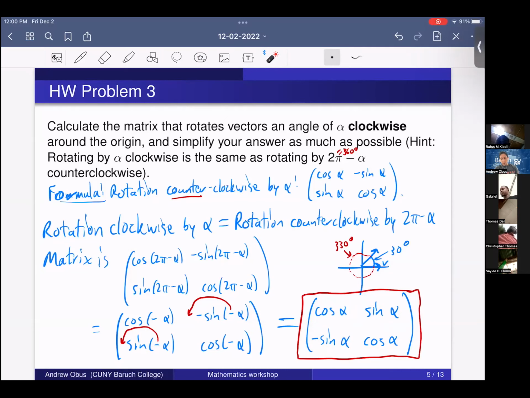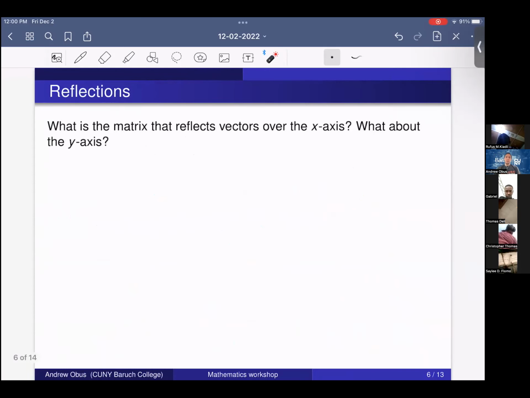And it comes from just doing the same thing as a counterclockwise rotation, but this time by 2 pi minus alpha instead of by alpha. Okay. Any questions on this? Okay. So if there's no questions, let's talk about the new stuff today.